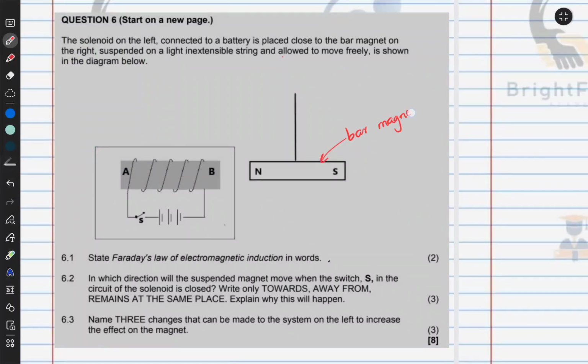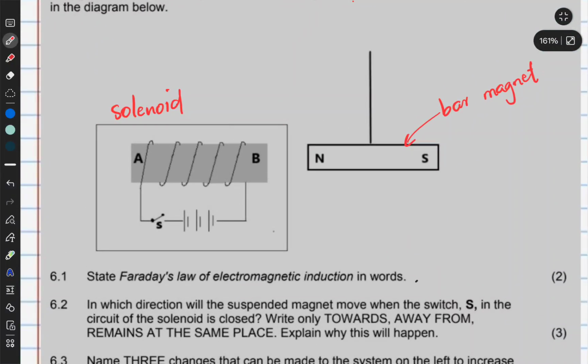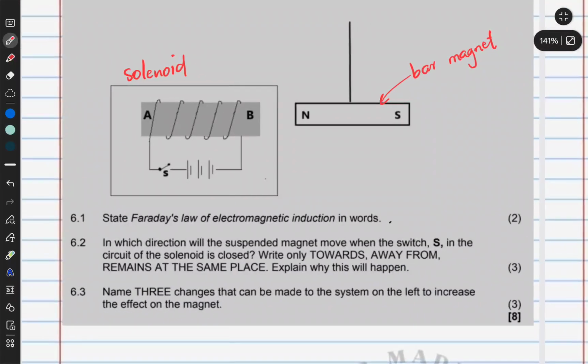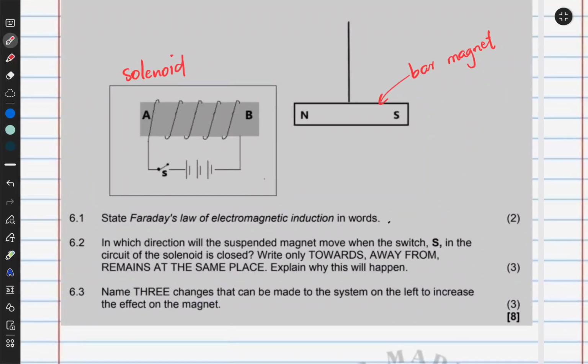We are stating the obvious here, I know. And then this is our solenoid. Remember, a solenoid can also become a magnet if you run current through the solenoid, okay? So I think that's why we have that battery there. Now we are asked to state Faraday's law of electromagnetic induction in words.